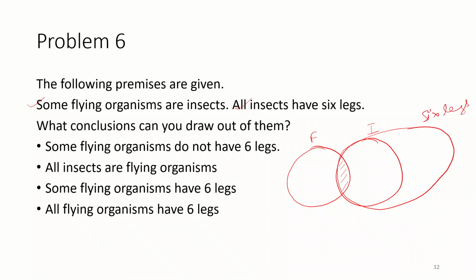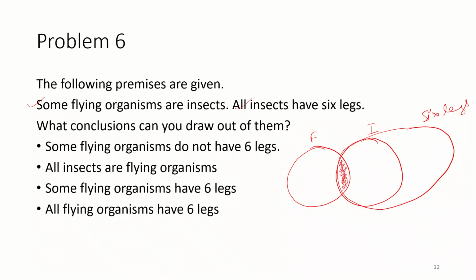The first thing is, some flying organisms do not have 6 legs. Is it true? Yes, it's true. Some flying organisms do have 6 legs, yes, this population is there. So that can't be true. All insects are flying organisms? No. Some flying organisms have 6 legs, so yes, this population.